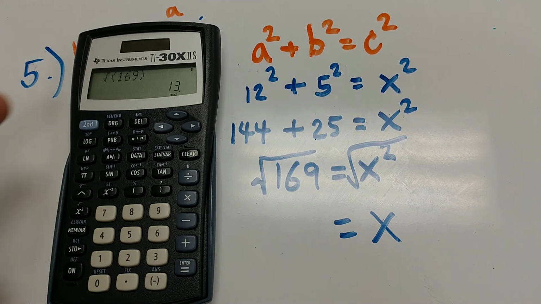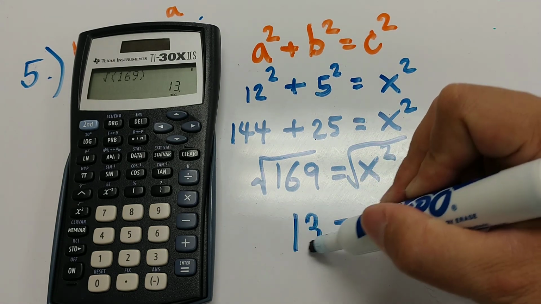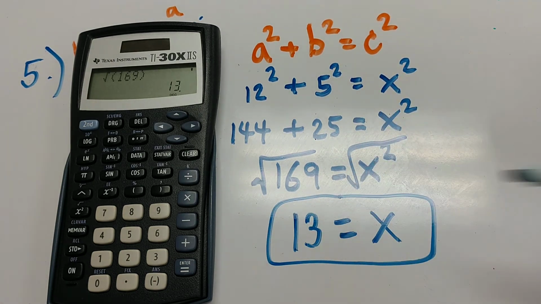Now, sometimes you might not get a perfect answer like this. You might get 13.5, 13.6. And that's quite all right. Not all lengths are going to be a whole number. Okay? So in this case, the answer is 13. And that's it. That's how you do problems that deal with the Pythagorean theorem.